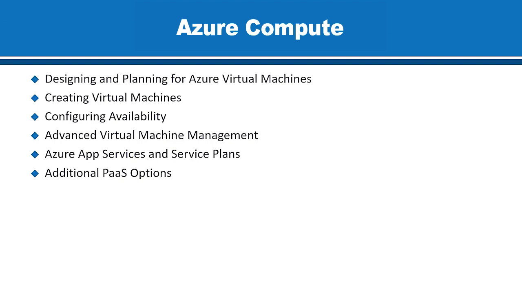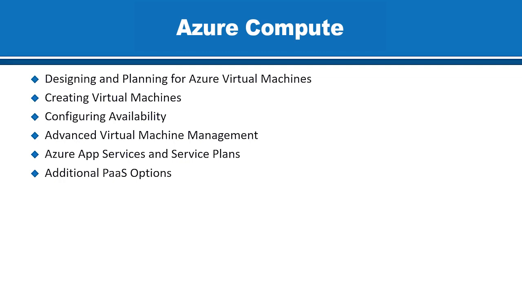In this chapter, we're going to be looking at the compute resources in an Azure infrastructure. The compute resources represent either virtual machines in an IaaS environment, so infrastructure as a service, or app services and service plans, etc., in a platform as a service option.